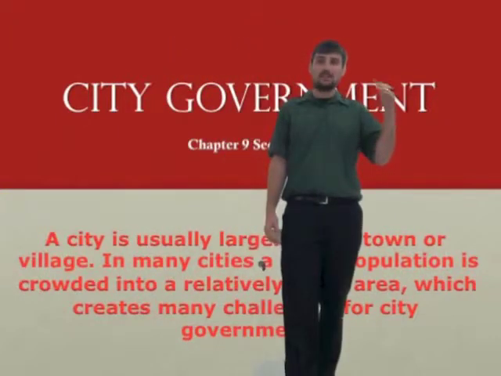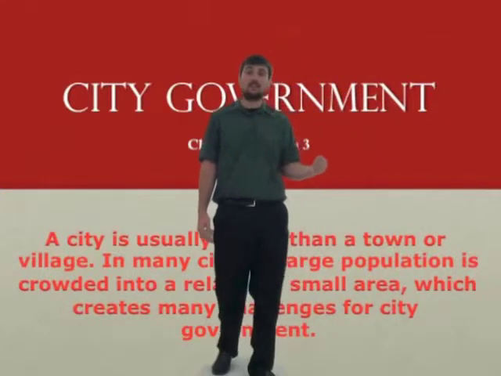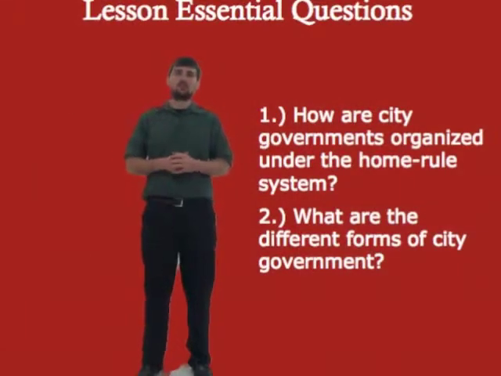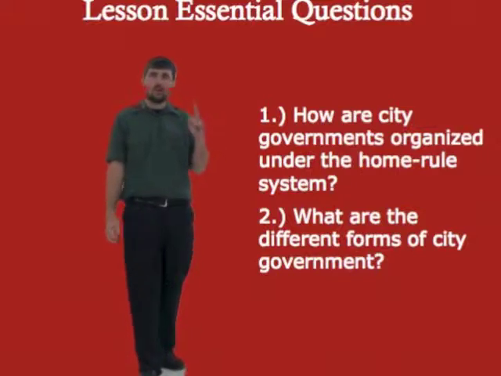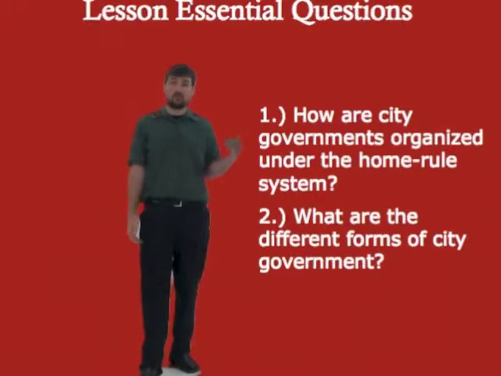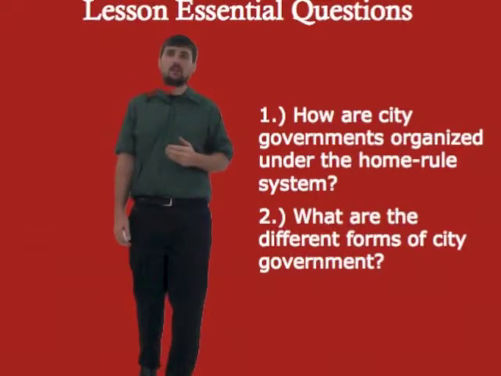Each city has a different type of government set up to meet the needs of the people living in that city. But first, let's discuss the lesson essential questions. The lesson essential questions for this unit that you'll need to keep in mind throughout the discussion are: 1, how are city governments organized under the home rule system? And 2, what are the different forms of city government?